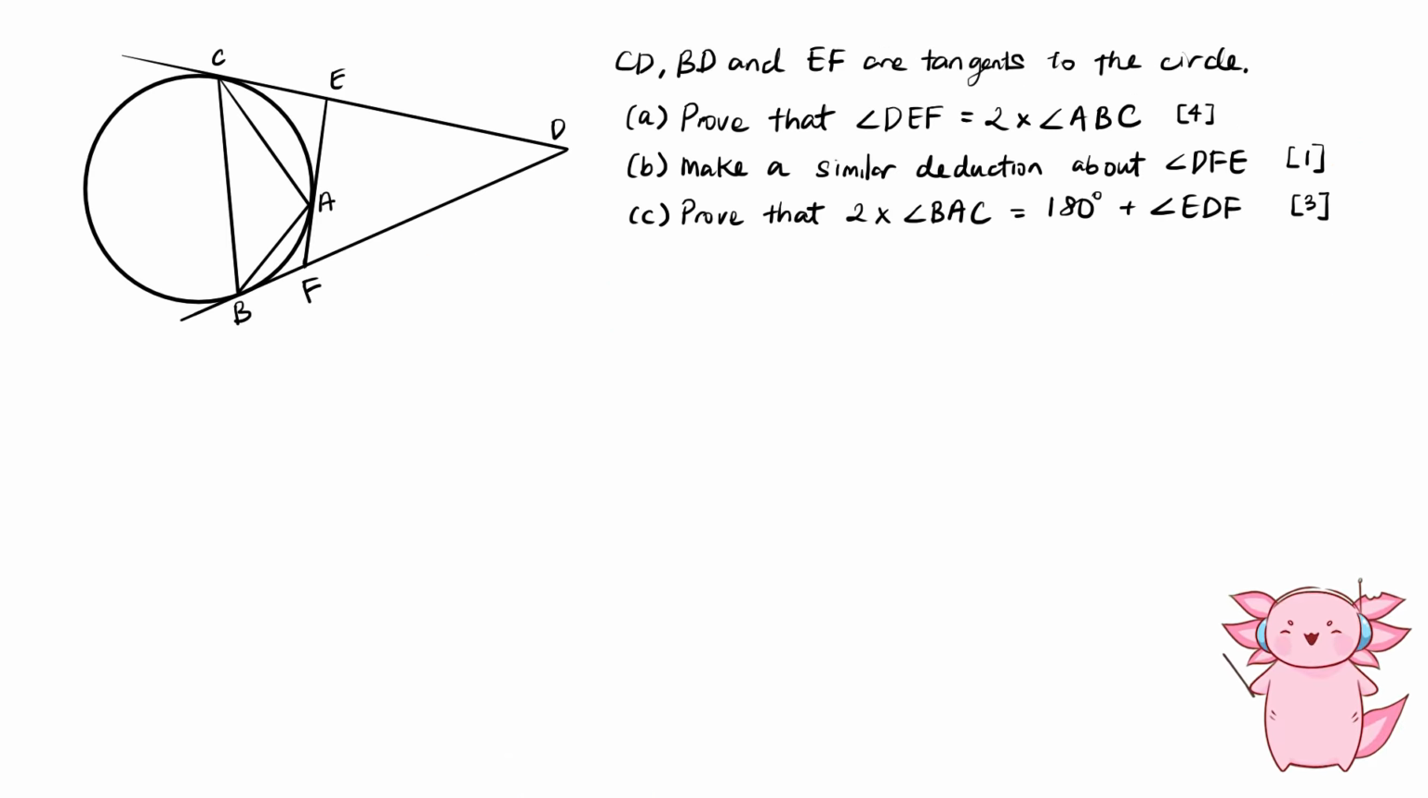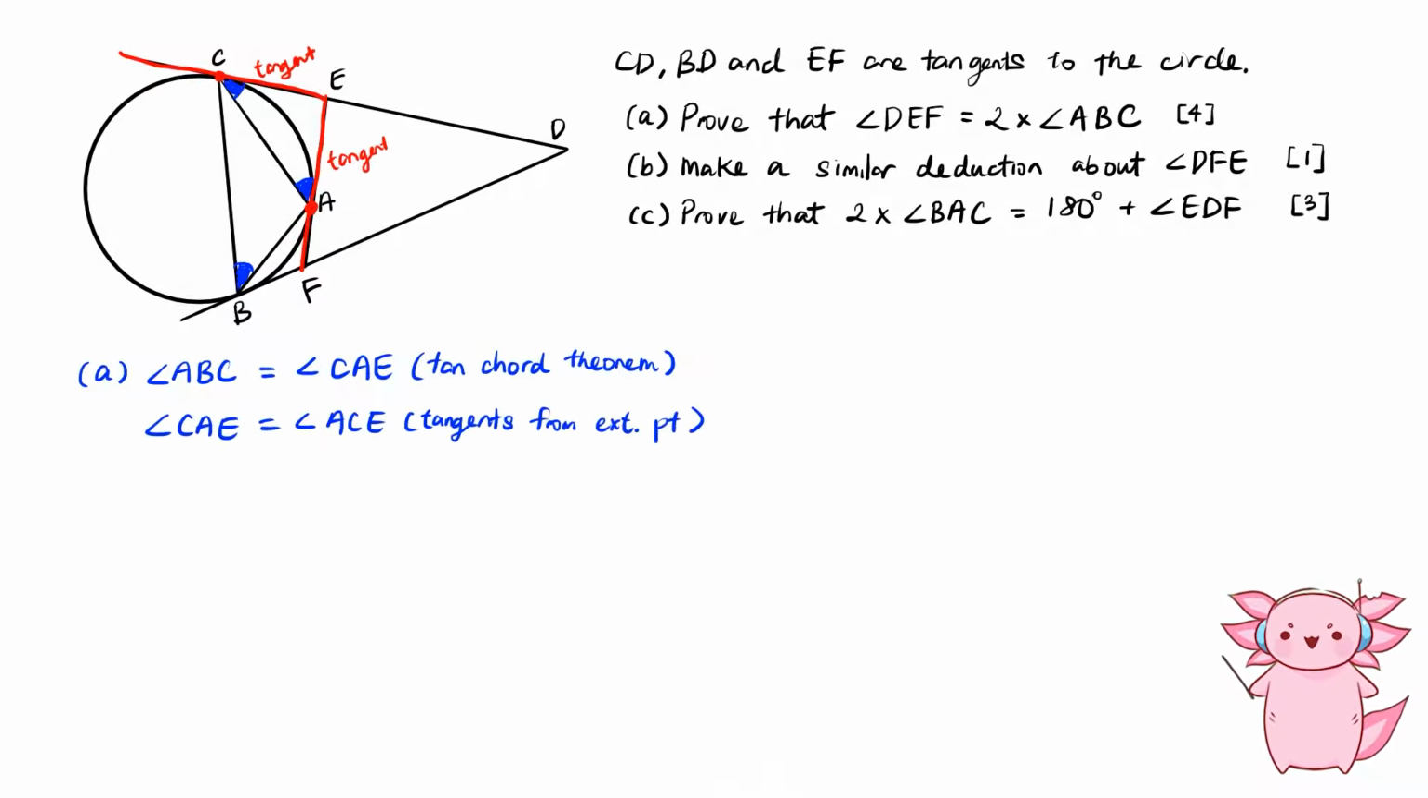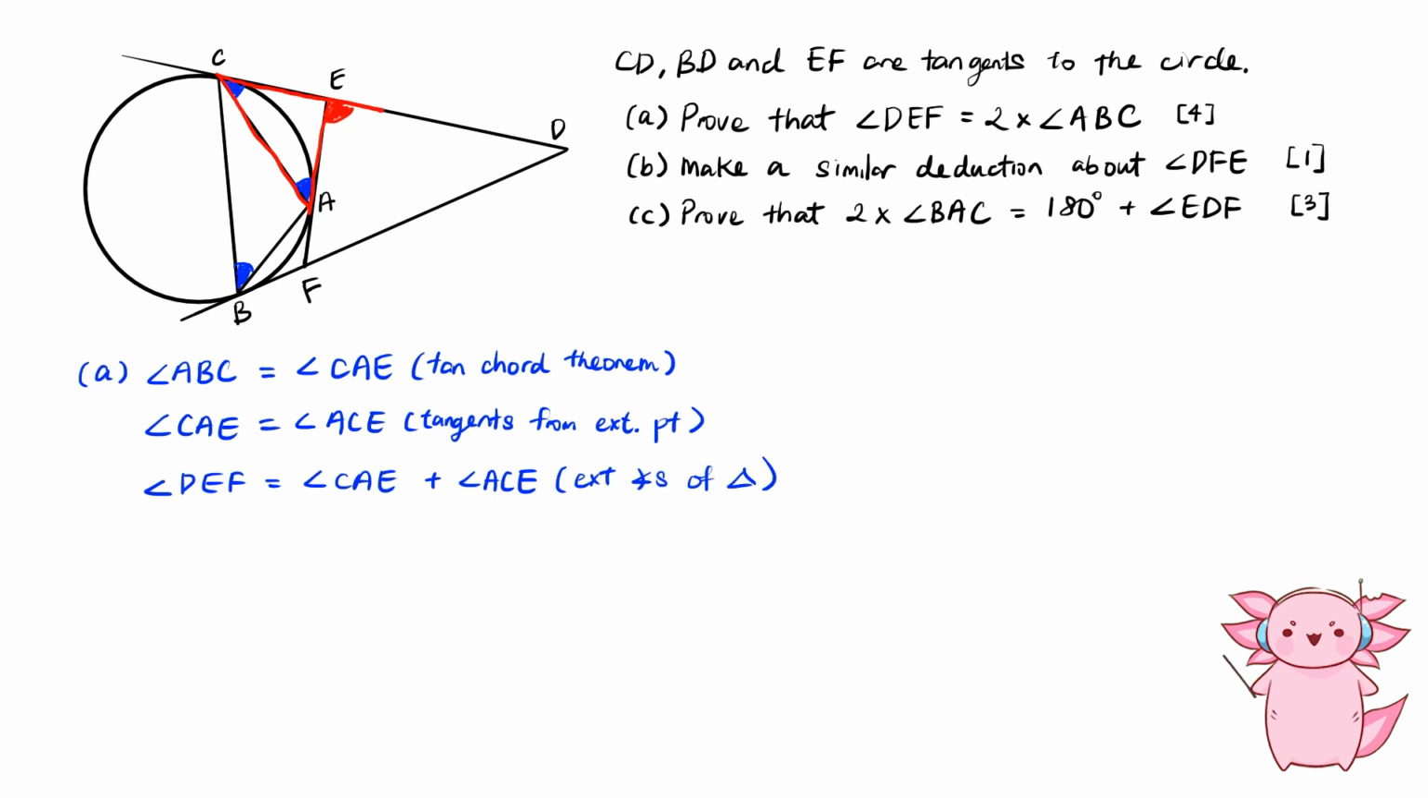The first part asks to find a relationship between this angle DEF here and this angle ABC here. And you can kind of see the tangent chord theorem. So angle ABC is equal to angle CAE. Since these two lines are tangents to the circle, angle CAE is equal to angle ACE by tangents from external points. Then if we take a look at this straight line and this triangle over here, angle DEF is equal to angle ACE plus angle CAE by the exterior angles property of a triangle, which is 2 times of angle ABC.